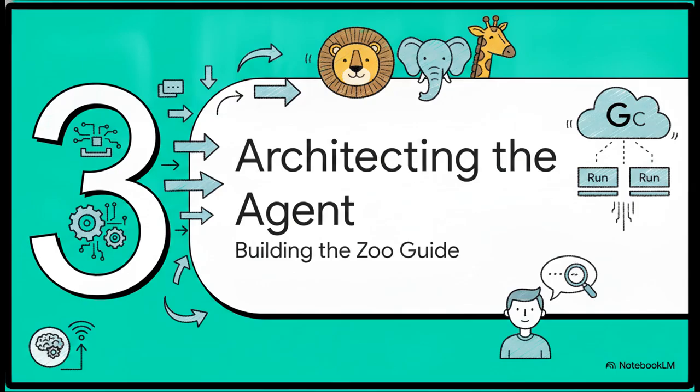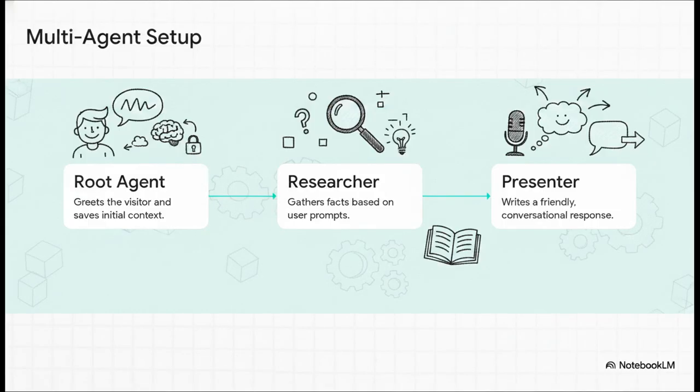Okay, now that we've got our infrastructure sorted out, let's look at the code. Section 3, Architecting the Zoo Agent. We're going to structure a multi-agent workflow that acts as a highly intelligent, interactive zoo tour guide. To make this work seamlessly, we structure our application into 3 distinct agents. First up is the root agent.